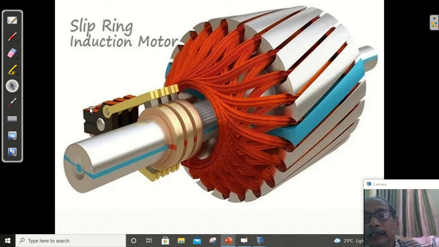So additional resistance will be connected in series with the armature winding, and this rotor winding will always be star connected only, not delta. This is a slip ring induction motor.